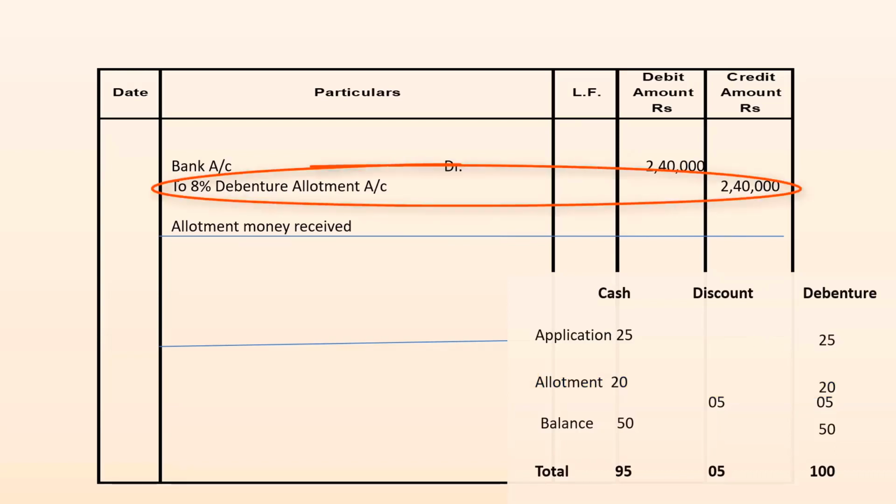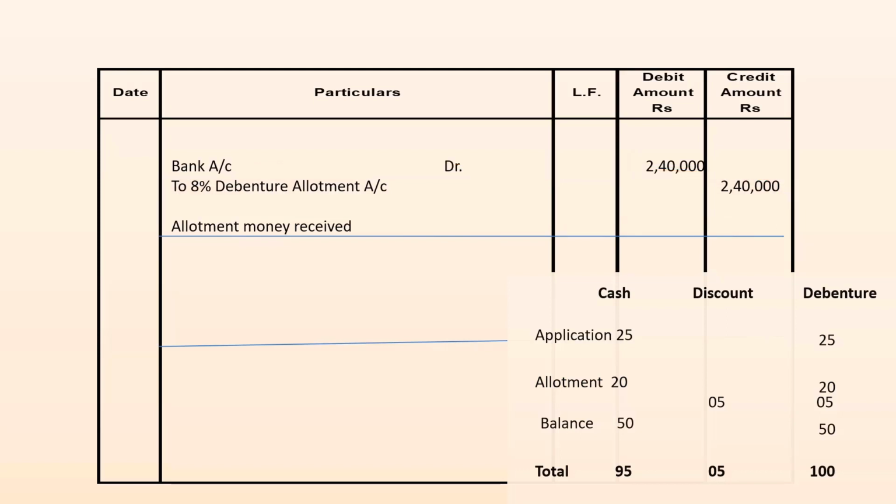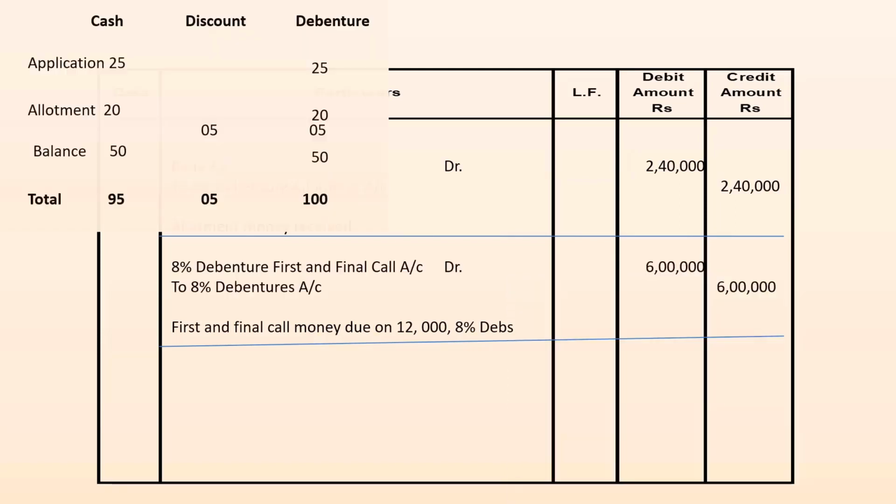The same pattern is followed into the next stage. First, booking the debenture account on the due date by debiting the recoverable account, the debenture first and final call account in this case, and then crediting the same on recovery to close the account.